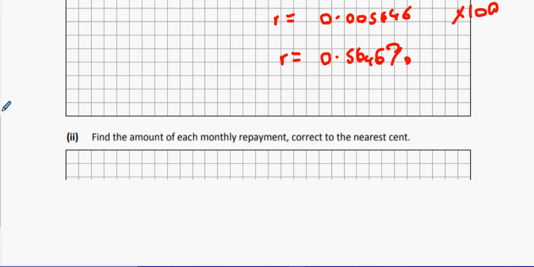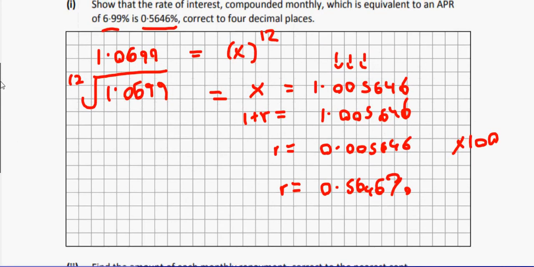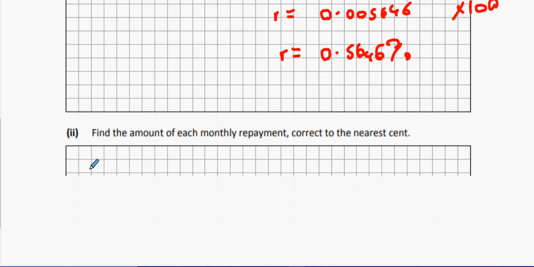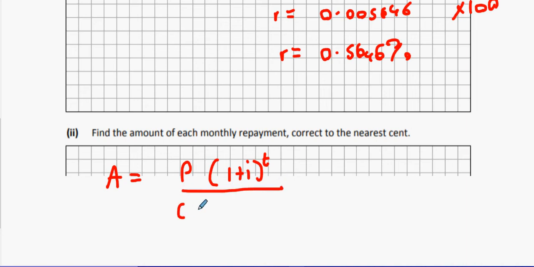Alright, so we're going to use, it's essentially like paying a mortgage. It's very similar, it's basically mortgage payments. You're paying these in the future. So it's your principal, 1 plus i to the power of t, and then all over 1 plus i to the power of t, take away 1.